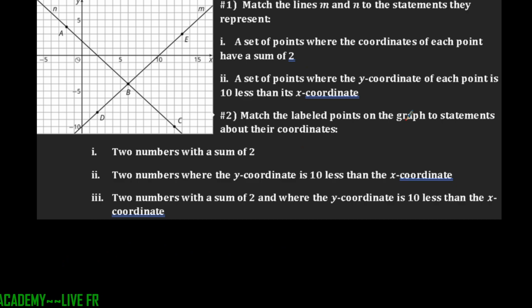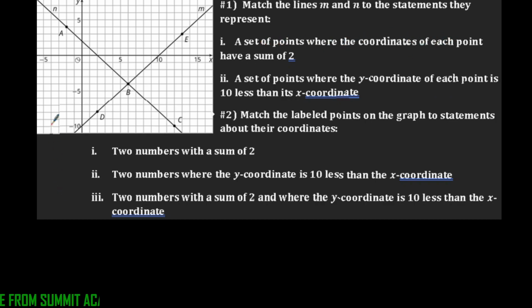All right, so now on the back, some practice for it that we have. It says match the lines M and N to the statements they represent. So for first part, it says a set of points where the coordinates of each point has a sum of 2. And so we're going to say for this one, let me do in green, that way it's a little bit different. We're going to say line N is the one that has the points that add up to a sum of 2.